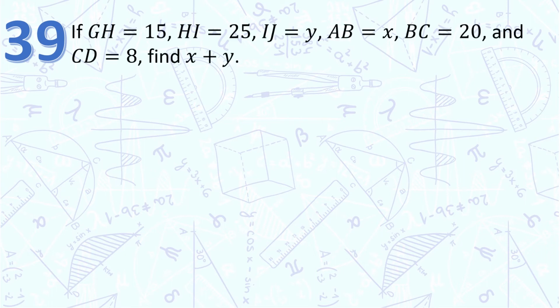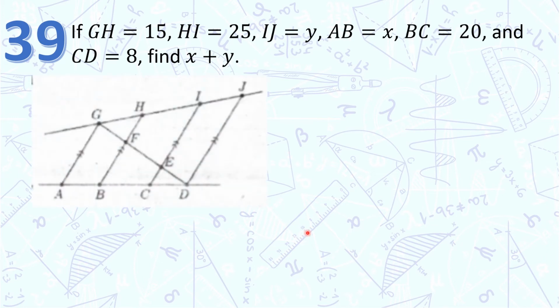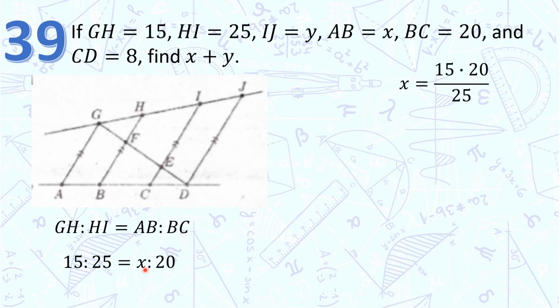If GH is equal to 15, HI is equal to 25, IJ equals Y, AB equals X, BC equals 20, and CD equals 8, find X plus Y. From the proportional segments theorem, we have GH to HI equals AB to BC. Substituting the values, we have 15 to 25 equals X to 20. Therefore, X is equal to 15 times 20 over 25, and X is equal to 12.